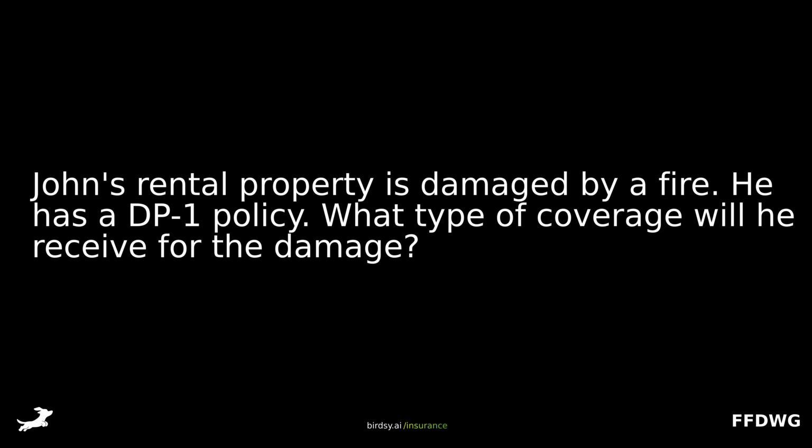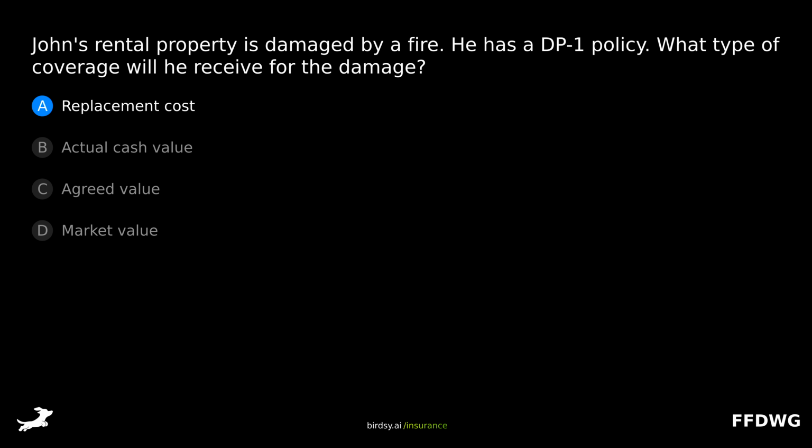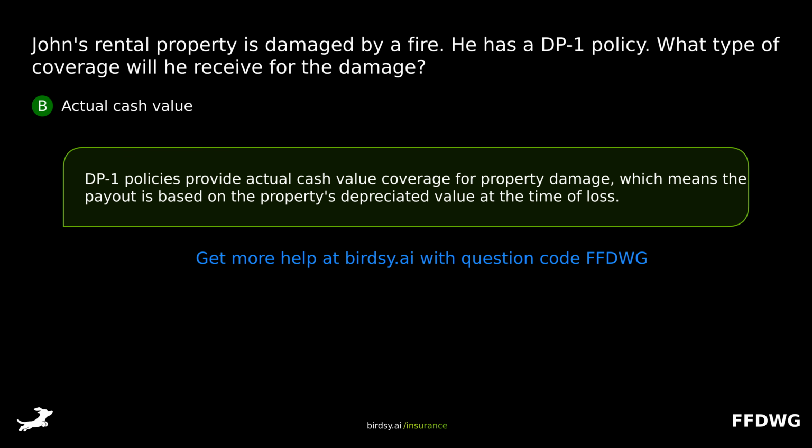Dwelling policies. John's rental property is damaged by a fire. He has a DP1 policy. What type of coverage will he receive for the damage? Is it A, replacement cost, B, actual cash value, C, agreed value, or D, market value? The answer is B, actual cash value. DP1 policies provide actual cash value coverage for property damage, which means the payout is based on the property's depreciated value at the time of loss.